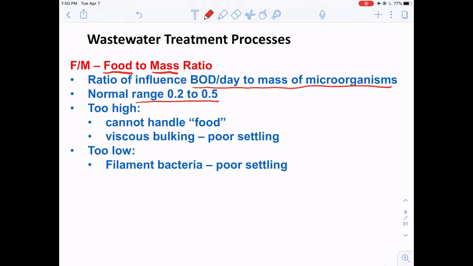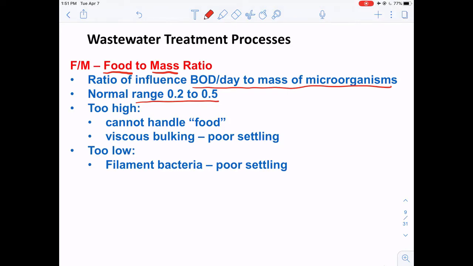It's typically in the normal range of 0.2 to 0.5. You can make an analogy to a person here: this is basically the food that we eat every day over the weight of us, right? You can see that these bacteria can grow their weight by 20 to 50% per day, which is amazing, right? As a person, or I guess most animals, will not have this capacity to grow their weight like that.